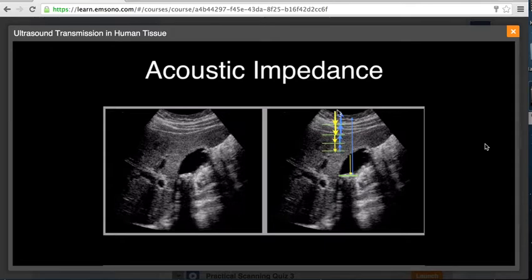So now you've got multiple crystals firing up here. As the sound wave from each of these crystals enters into the soft tissue, there's going to be a slight difference in the acoustic properties from one side of the interface to the other. So there's going to be, at each of these interfaces, a little bit of sound that comes back, but the vast majority of the sound continues to penetrate in.